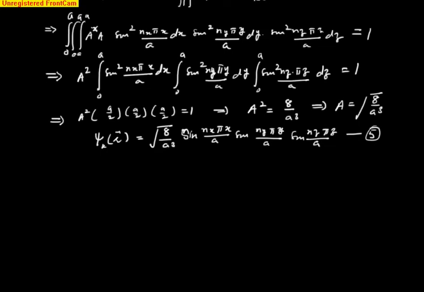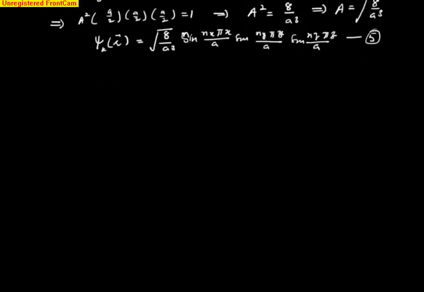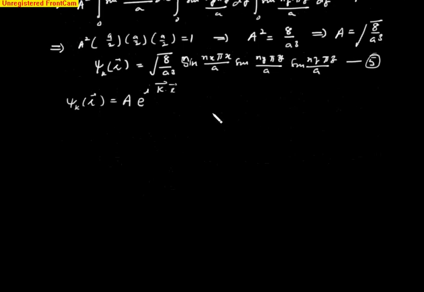Now, a more general solution of equation number 2, where del square is equal to this thing, may be written in exponential form, like psi k for the kth state. This wave function may also be written as psi k of r, equal to some constant A which we have already determined here, times exponential i times k dot r, or you can say k vector dot r vector. Here k we have already determined, it is given by this energy factor, that is the propagation constant.